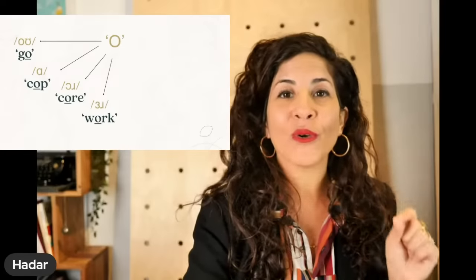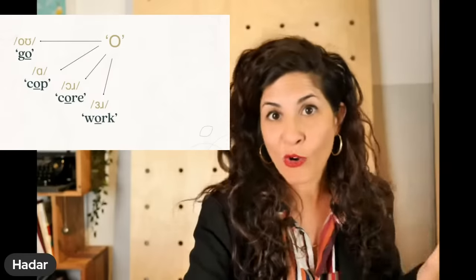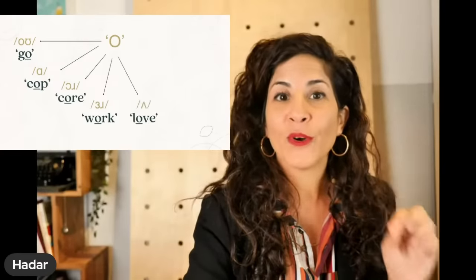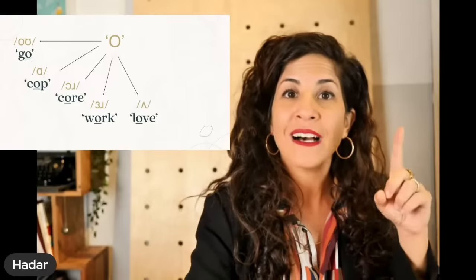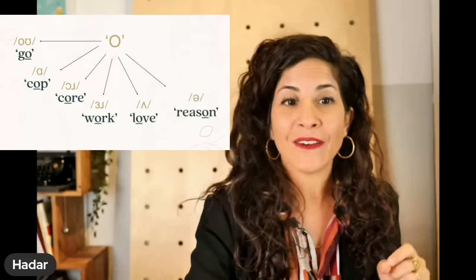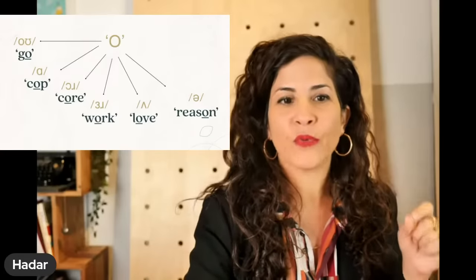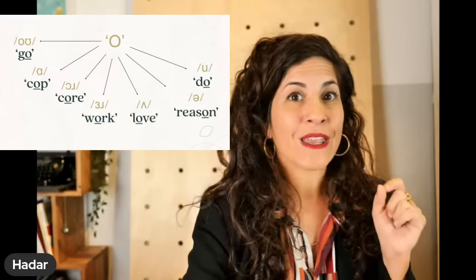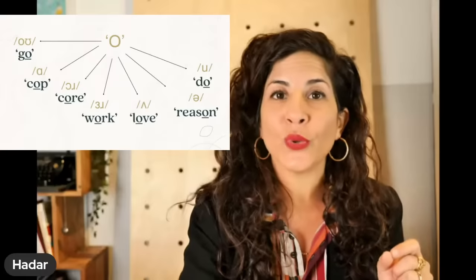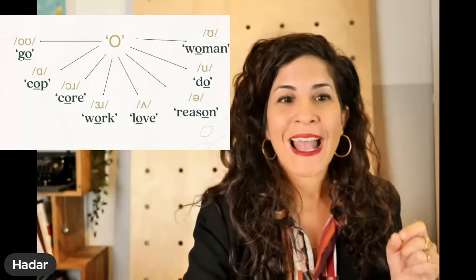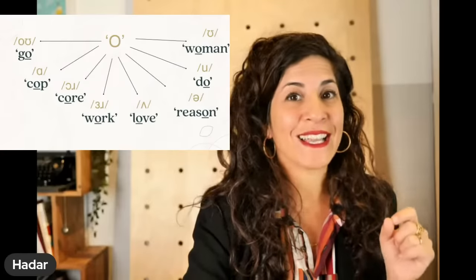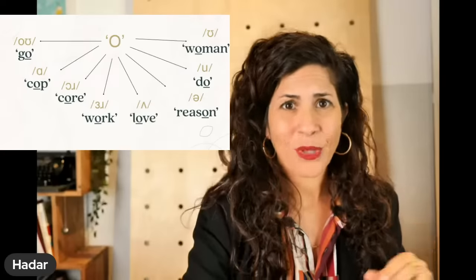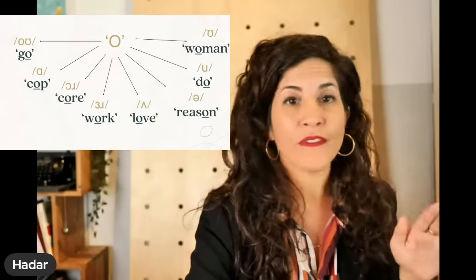And then we have the er as in stir, represented with the O, in addition to a few other vowel letters. So here it's pronounced work. Then we also have the cup sound as in love, and the reduced version of this sound, which is the schwa sound, reason. We also see the letter O representing the tense U as in do, and the lax U as in woman or wolf. So as you can see, we have a bunch of different vowel sounds. All of them are very different.